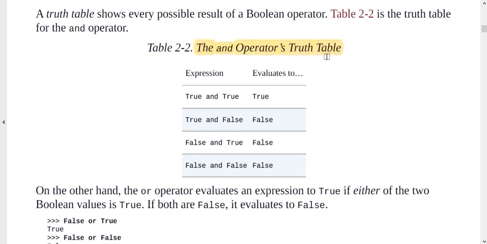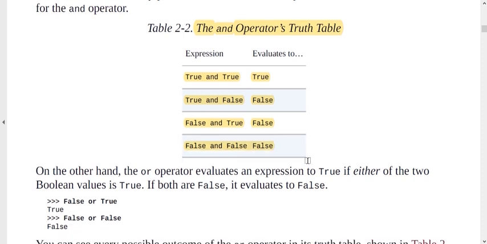This is the truth table for the AND operator. Here what happens is, if both the expressions are true, then the result evaluates to true. Otherwise, in all the other cases, if it is true and false, it is false. If it is false and true, it is false. If it is false and false, it will evaluate to false.